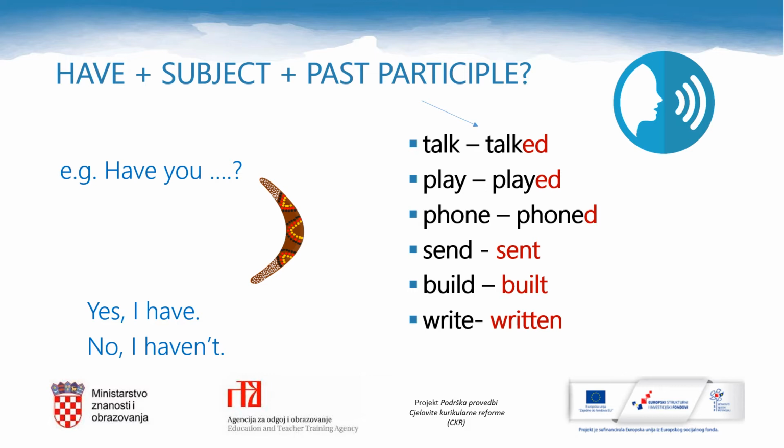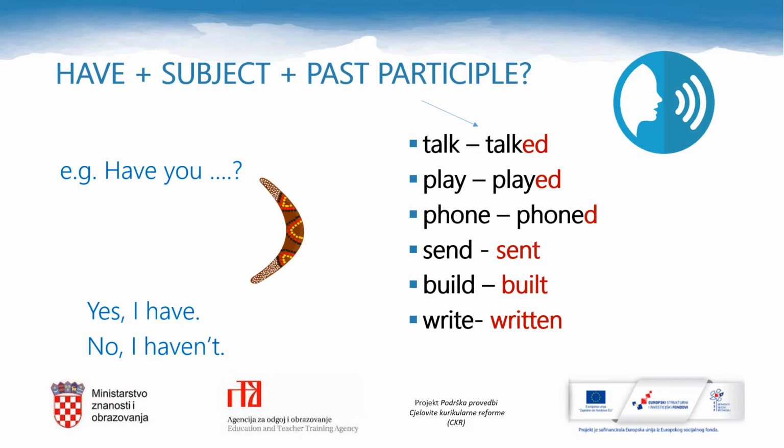No, I haven't. You can see a boomerang on this slide. That's how you can explain how to answer with a short answer when somebody asks you, have you? When you get the question, have you, you always answer, yes, I have, or no, I haven't. The question starts with have, and your answer ends with have. It's like a boomerang. What you throw gets back to you.